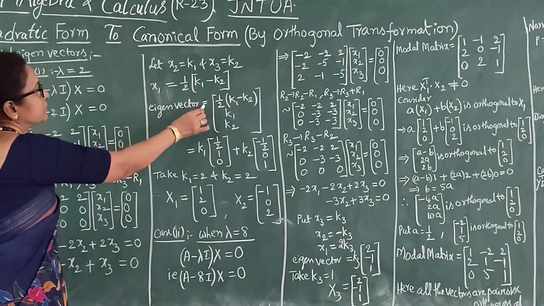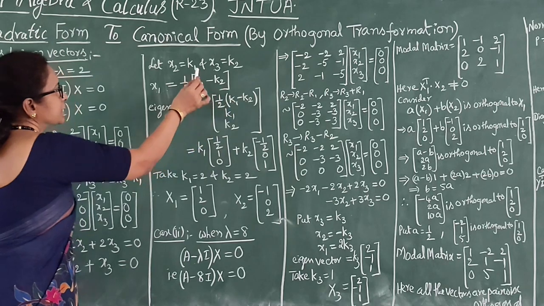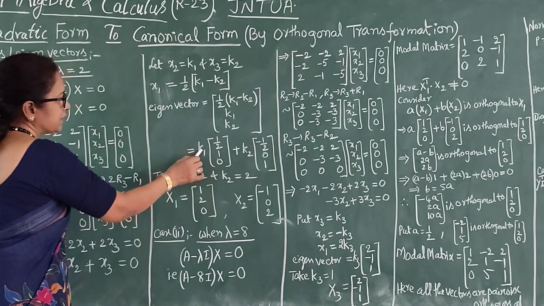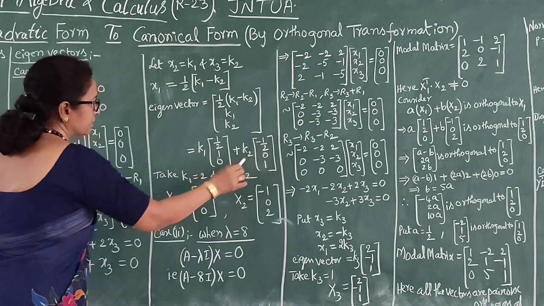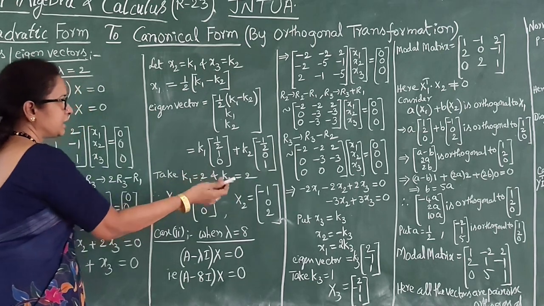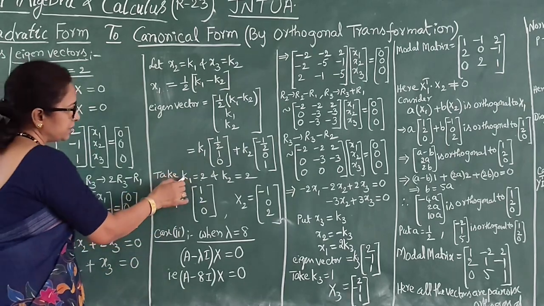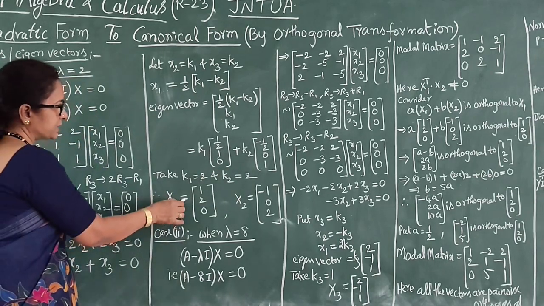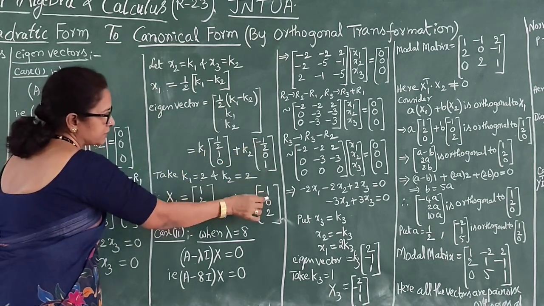Therefore, the eigenvector is x1, x2, x3, that is 1 by 2 into (k1 minus k2), k1, k2. So this can be written as k1 into (1 by 2, 1, 0) plus k2 into (minus 1 by 2, 0, 1). We can give any value to k1 and k2. Here I am taking k1 is equal to 2 and k2 is equal to 2. So I will get one vector as 1, 2, 0 and the other vector as minus 1, 0, 2.